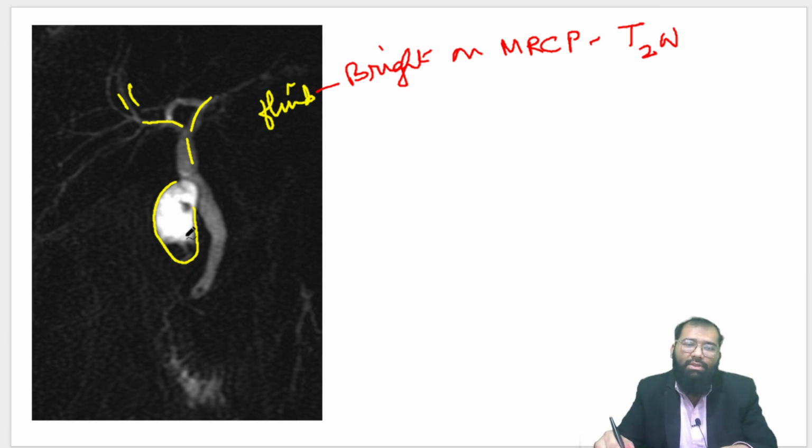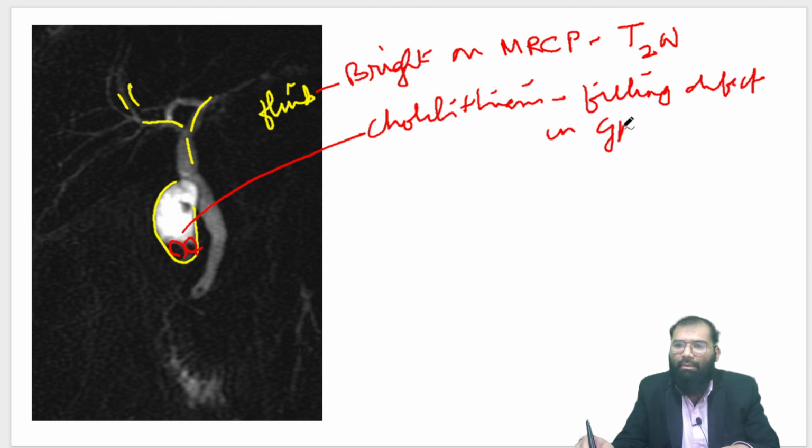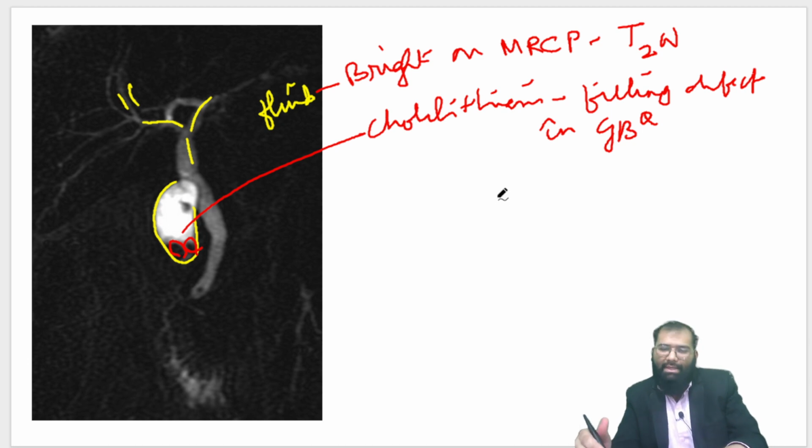Now can you see these filling defects within the gallbladder? This is how cholelithiasis is seen. Cholelithiasis is seen as a filling defect within GB. Important question. So that means this patient has cholelithiasis.